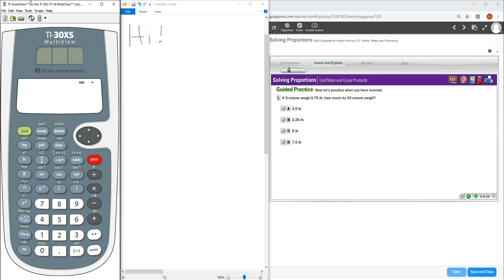If you don't happen to have a TI-30XS MultiView, this calculator pictured here, which is the only calculator allowed on the GED, the HiSET, or the TASC, then you can certainly download this software to a PC or a Mac and work with it.